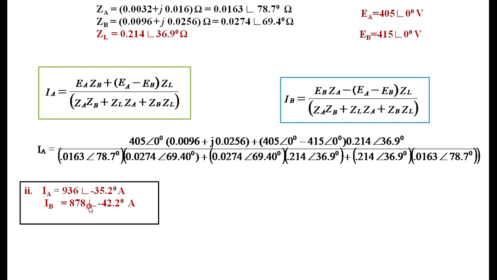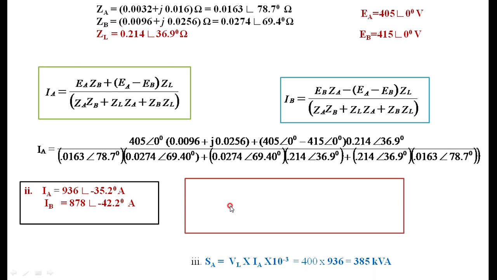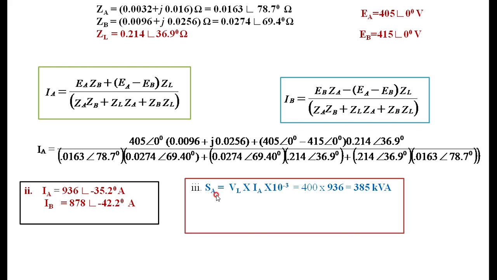Then the third part he is asking is, what is the load shared by the transformers A and B? The load shared is expressed in terms of volt amperes. It is nothing but the terminal voltage multiplied by the respective current delivered by each transformer. Therefore, SA, that is the load shared by the transformer A, is VL into IA into 10 raised to minus 3. VL is 400, which is given, and IA is already there, that is 936.